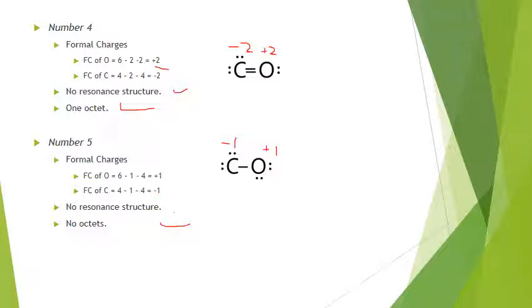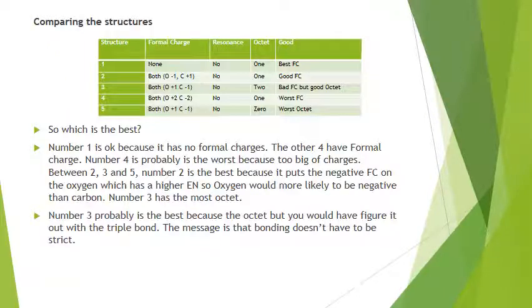So can I figure out which structure is preferred from these 5 using this information? As far as formal charge goes, number 1 is probably the best because there's none. None of them has resonance structures. Number 3 has 2 octets. So which one is the best?